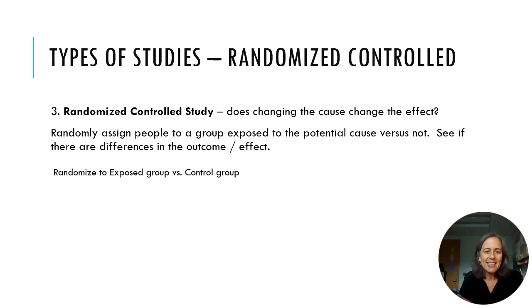Requirement number 3 is, does changing the cause change the effect? And the best way to do that is to do what's called a randomized controlled study. So what you're going to do is you're going to take a big group of people and you're going to randomize them into 2 groups. One group that gets exposed to the potential cause or treatment, and then the other group that gets either not exposed or is given a placebo, right? So you've got the exposed group and the control group. And then you're going to see what happens to them.